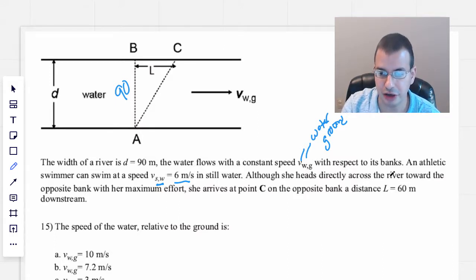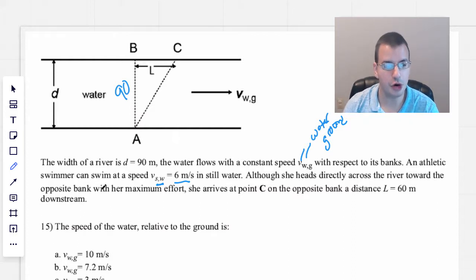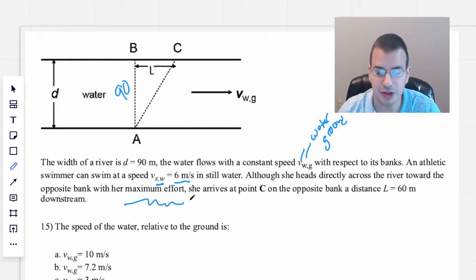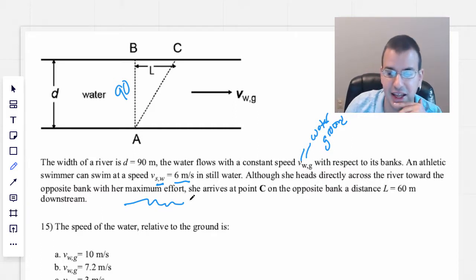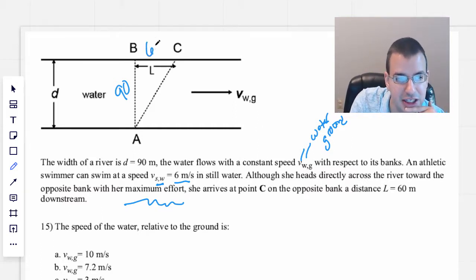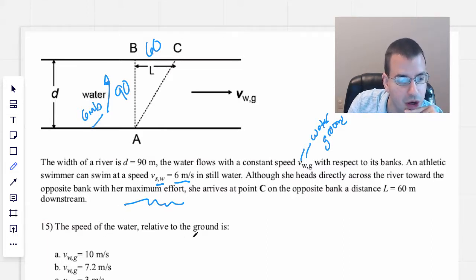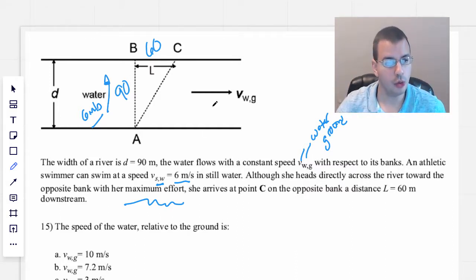So velocity is speed with respect to water in still water. Although she heads directly across the river towards the opposite bank with her maximum effort. She arrives at point C on the opposite bank at a distance L, so 60 meters downstream. Okay, and I'm going to do a little v here for 6 meters per second.